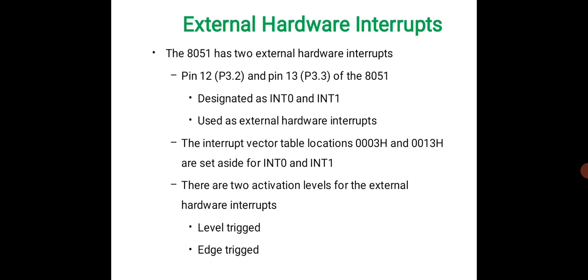And coming to the external hardware interrupts, we have two external hardware interrupts, designated as INT0 and INT1. As I told you already, they are port pin 3.2 and port pin 3.3 of the 8051. They have interrupt vector locations 0003H and 0013H. And we have two activation levels for the external hardware interrupt. One is level triggered, the other one is edge triggered.